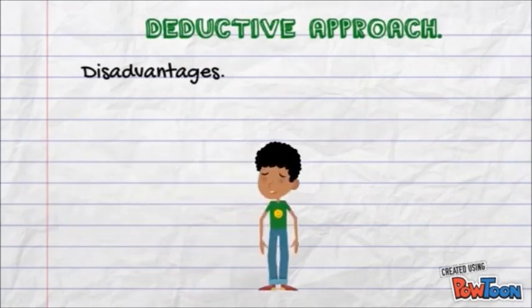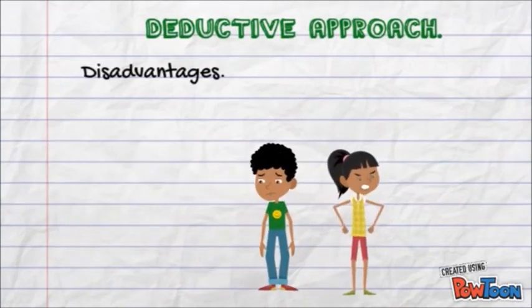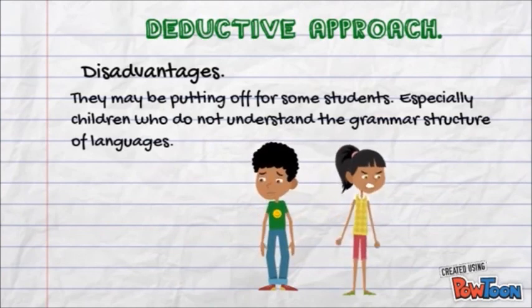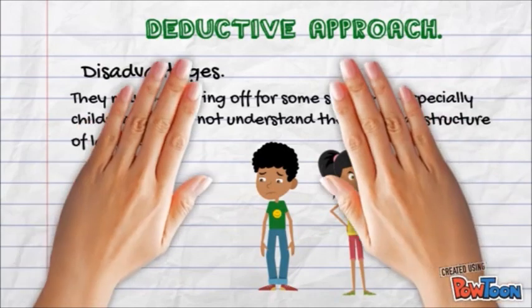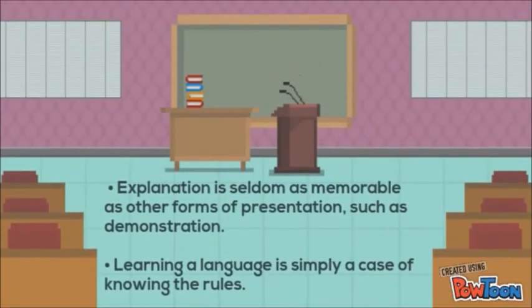Now let's talk about some disadvantages of the deductive approach. The first one is that it may be poor for some students. In this case, it's for children because they don't know the grammar structure of a language, so they find it difficult to learn the rules. Another disadvantage is that explanation is seldom as memorable as other forms of representation, such as demonstration.